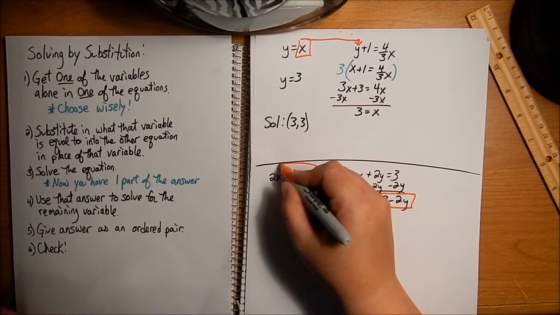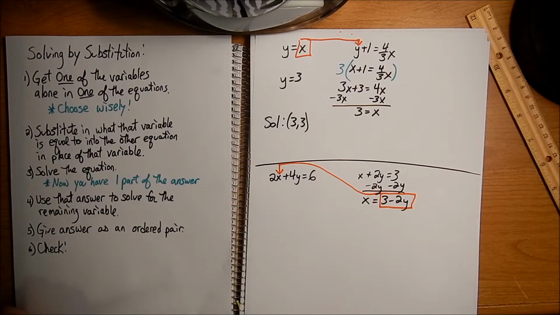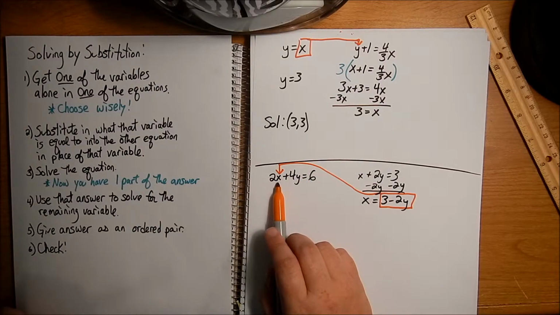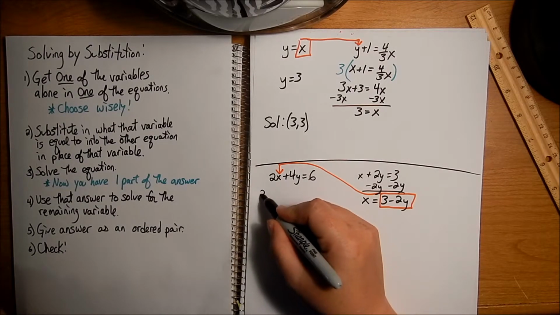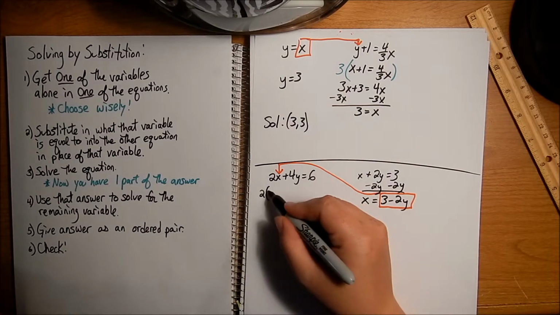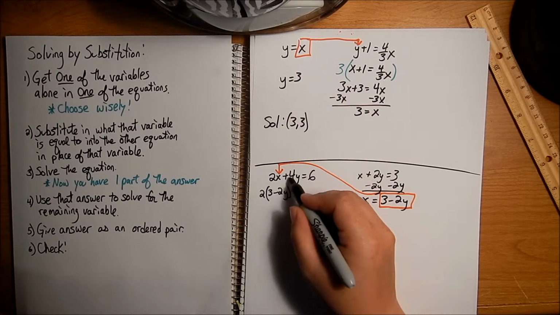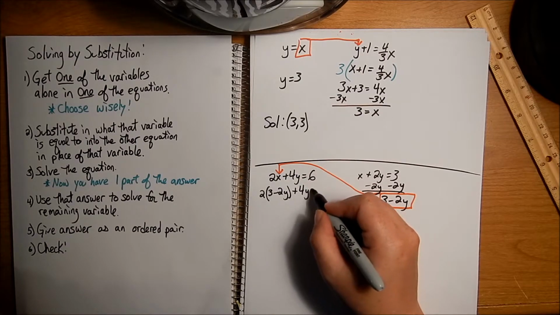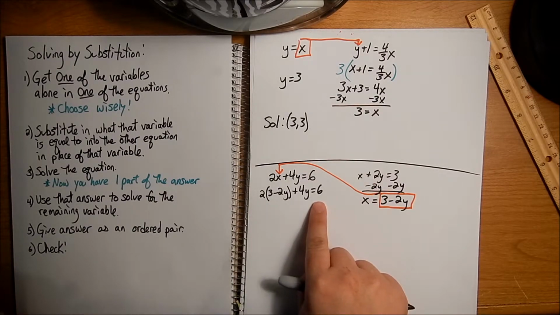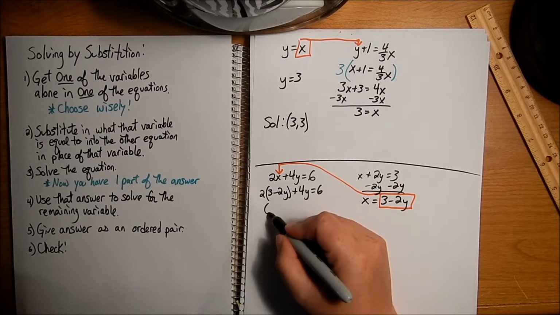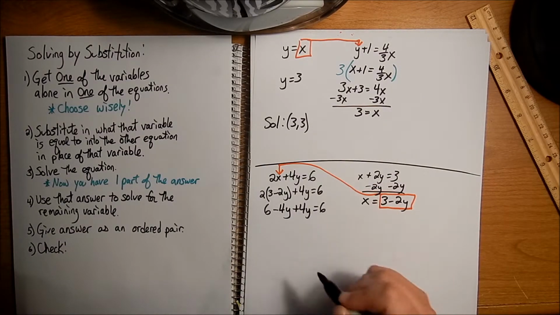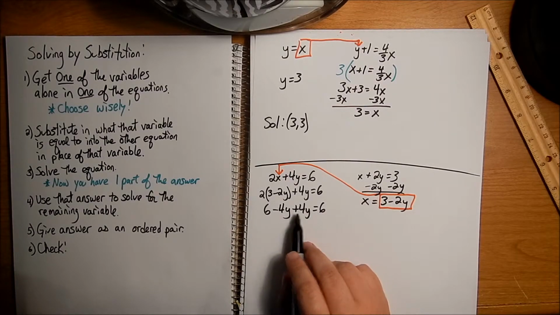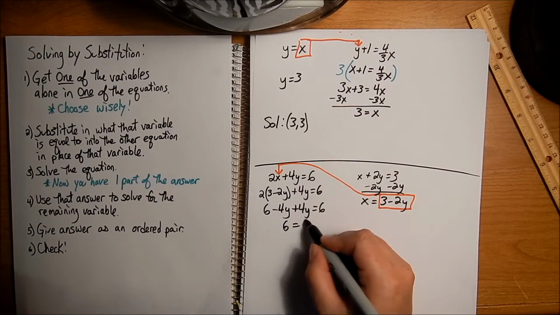So I'm going to go to this equation and plug that in for x. Now, I'm doing 2 times everything that x is, so I have to use those parentheses again. So I want to do 2 times everything that x is, 3 minus 2y, plus 4y equals 6. And now I have an equation that only has y's in it. So this I can certainly solve for y. So we'll distribute that 2. Okay, and negative 4y plus 4y is just 0, so I get 6 equals 6.